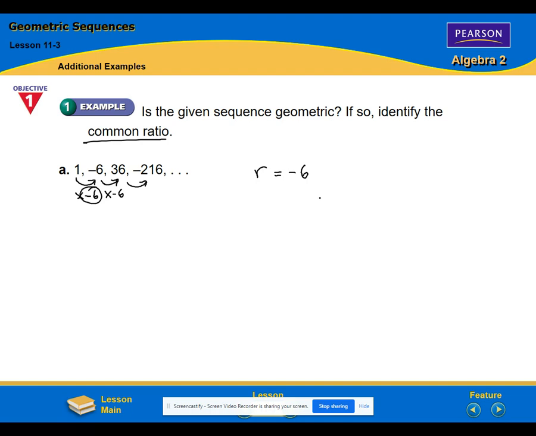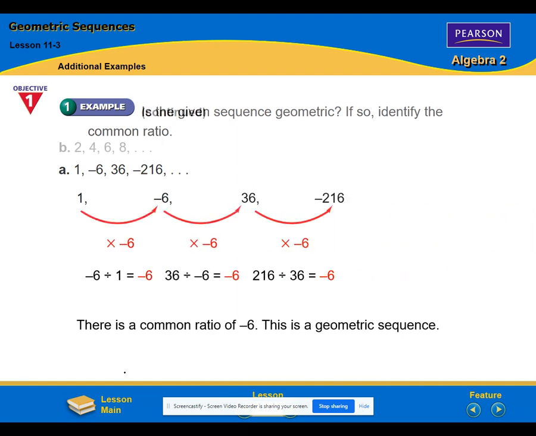Now, let me just make this quick point. The common ratio is not the operation and the number. It's just the number. r is negative 6. It's not times negative 6. You shouldn't include that when we ask for the common ratio. It's just a number. It's a number that can be plugged in. You don't need to say times negative 6.